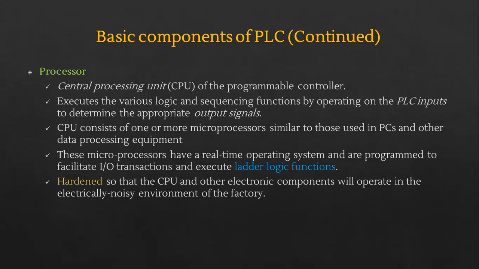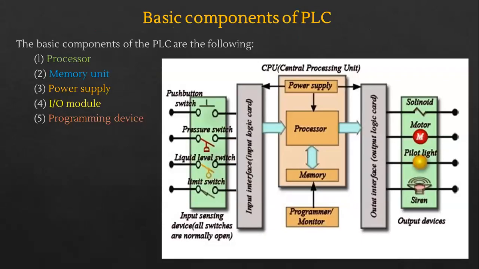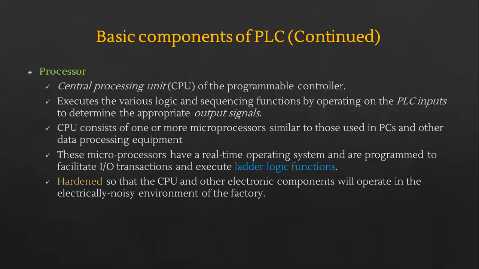Okay, and how do you get the inputs? Based out of your input devices, right? We see here the different input sensing devices, right? All those switches: push button switch, we have pressure switch, liquid level switch, limit switch. Okay, those all will give us the status of the input. Okay, and based out of that, the processor will execute the functions to determine the appropriate output signals. Okay, what output signal is to be sent to the output device, right? Based out of the PLC inputs that we have received.